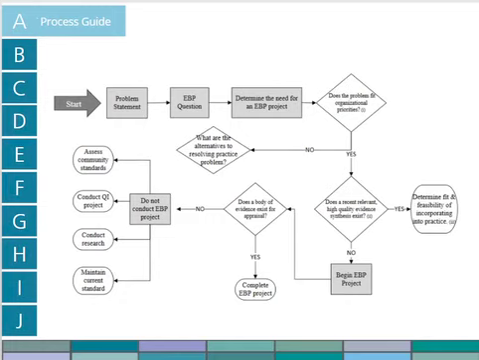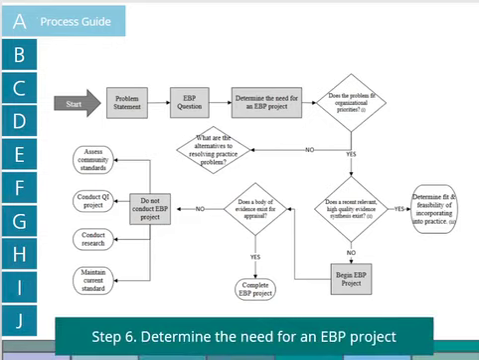Good, good. I love the flowchart in the PET Process Guide on the second page. Can you tell us a little bit more about the decision tree and why it was included? Yeah, so the decision tree ties into the new step that I said that we added. So under the practice question section, we added a step to determine the need for an EBP project. So it's now step number 6, determine the need for an EBP project.